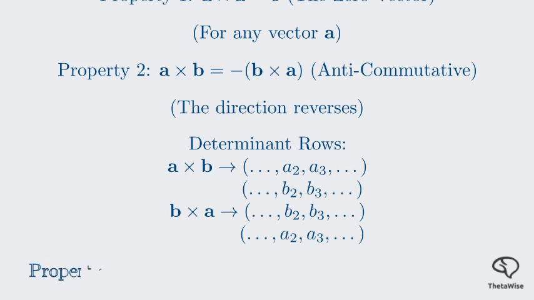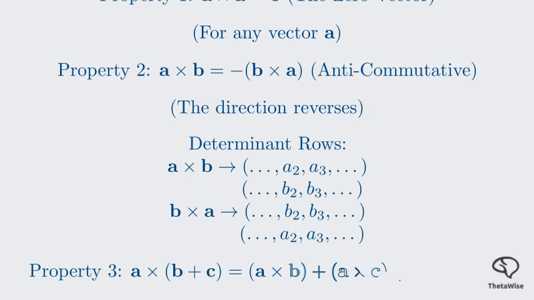Third, the cross product is distributive over vector addition. This means A cross the sum of B and C is the same as A cross B plus A cross C. This is a very useful property when dealing with sums of vectors. It works just like regular multiplication over addition.